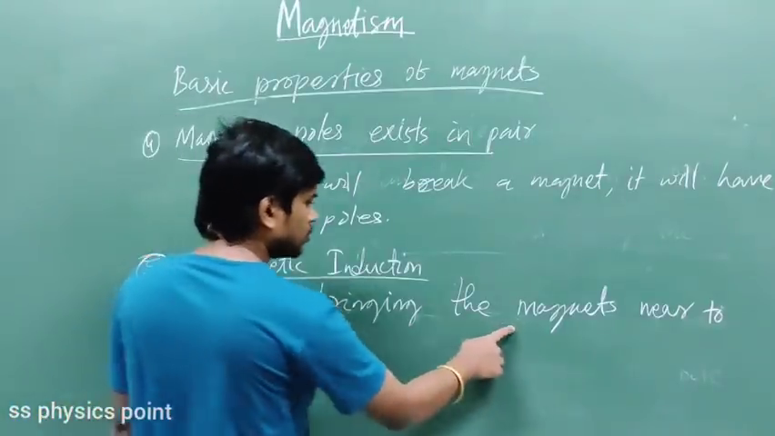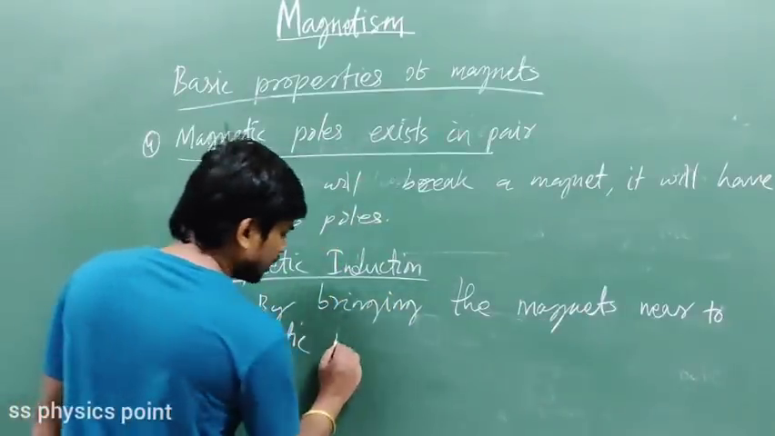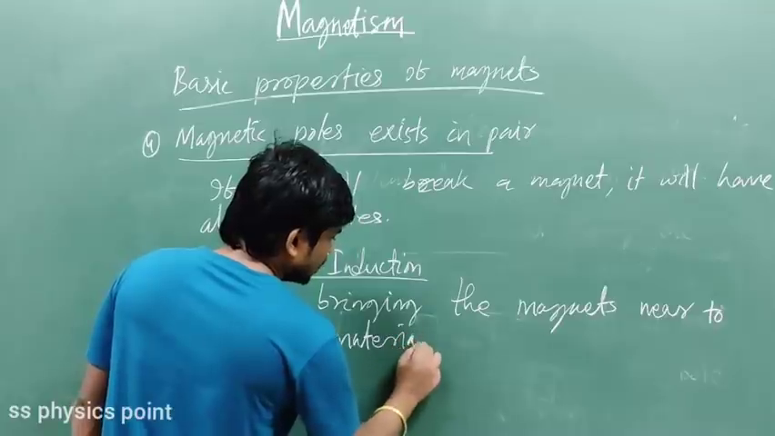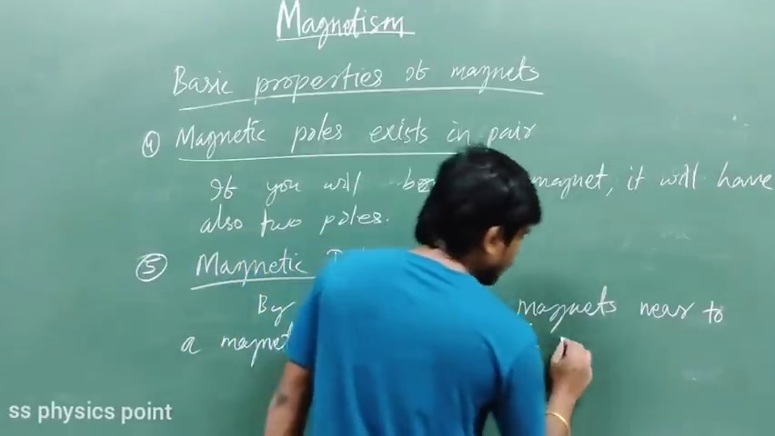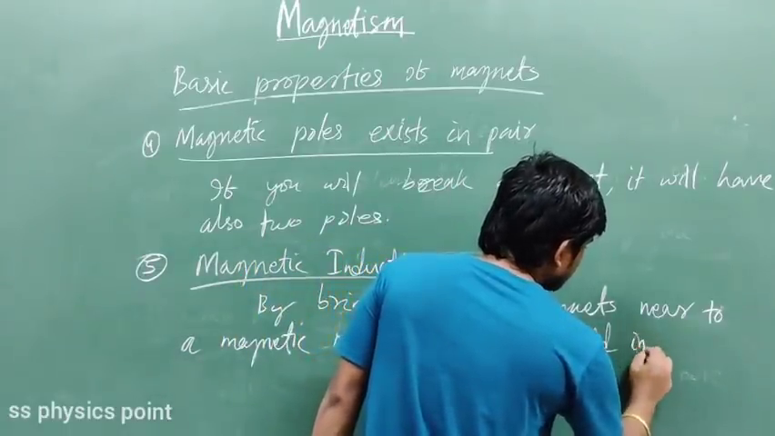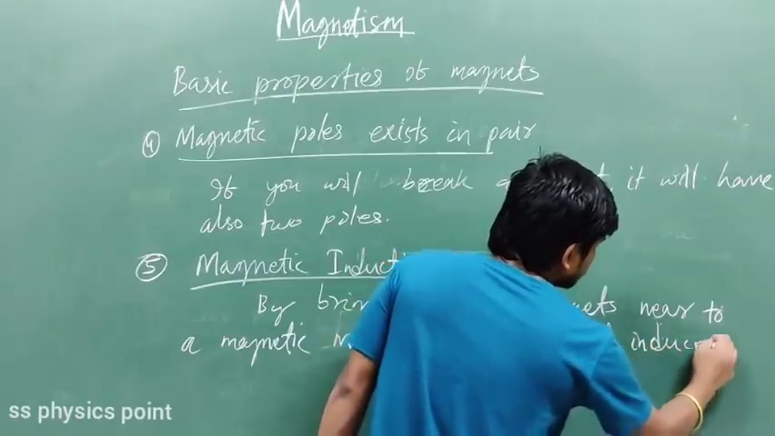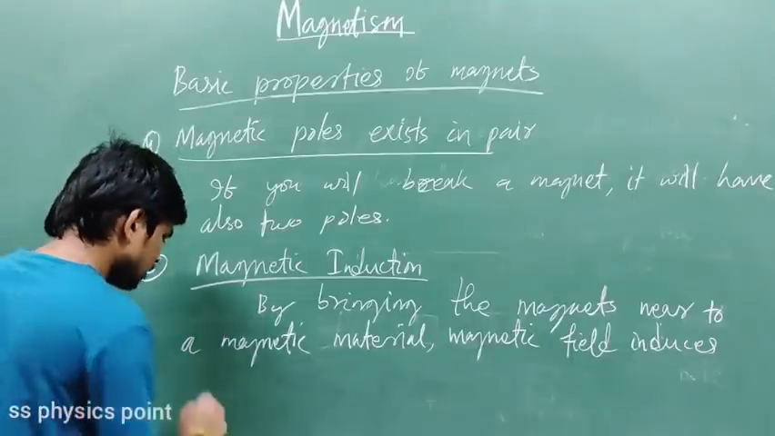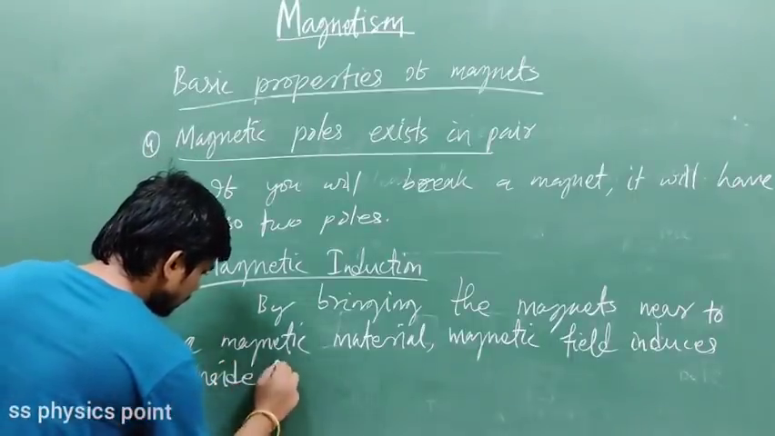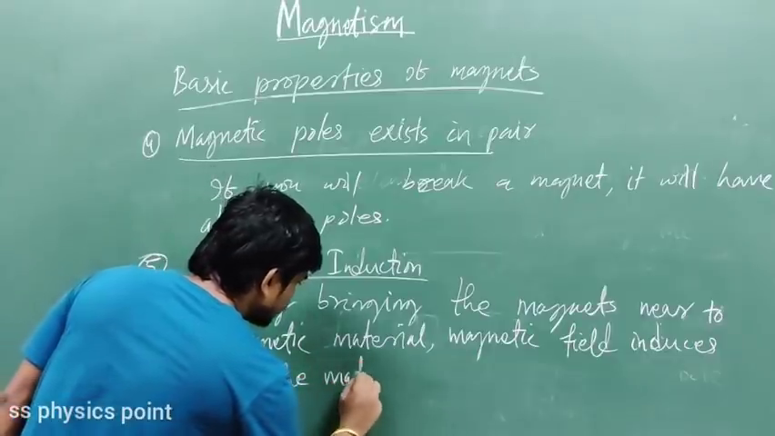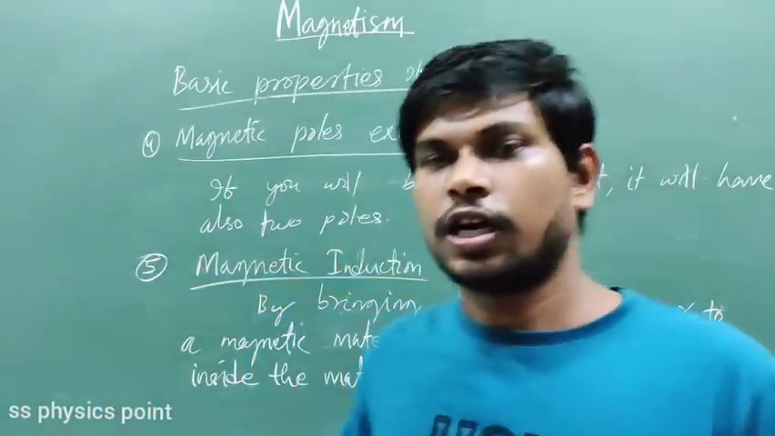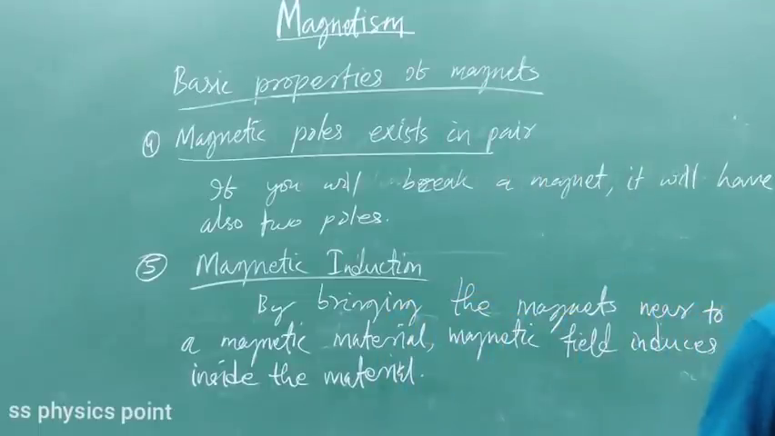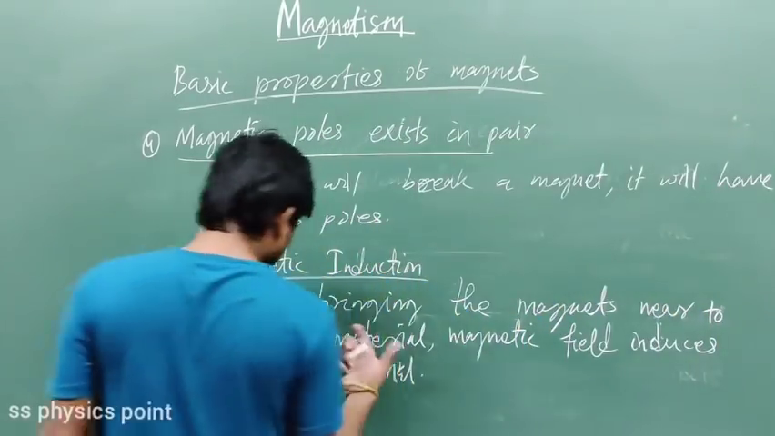So by bringing the magnets near to a magnetic material, magnetic field induces inside the material. This is called as magnetic induction. Just write it. This is called as magnetic induction. So magnetic induction means magnetic field induced inside the material.